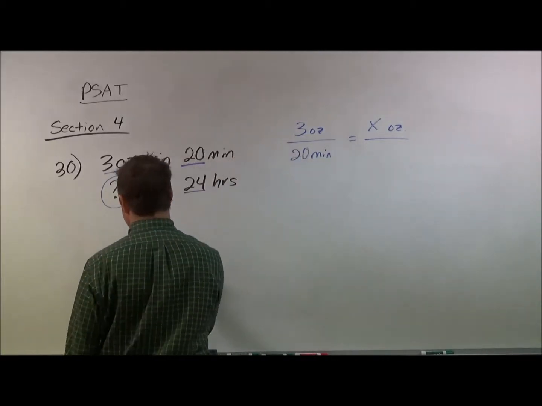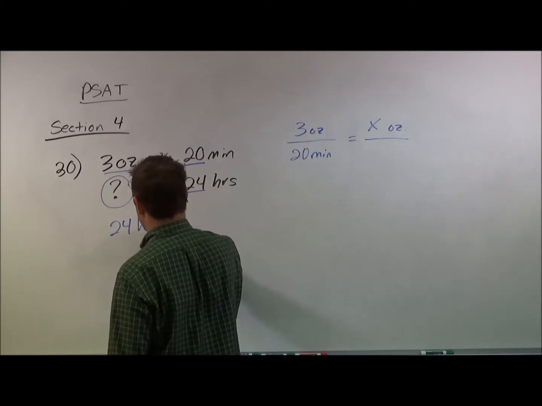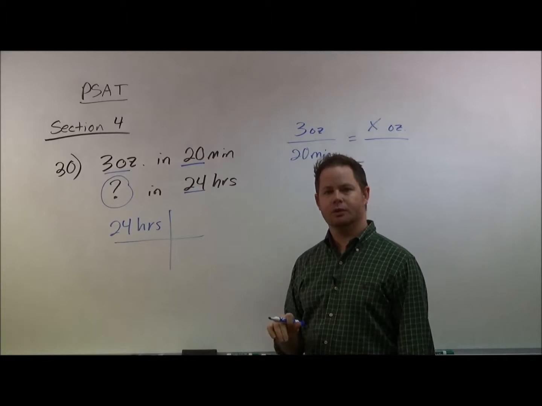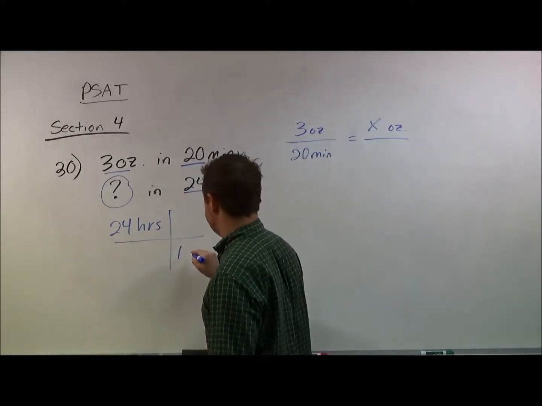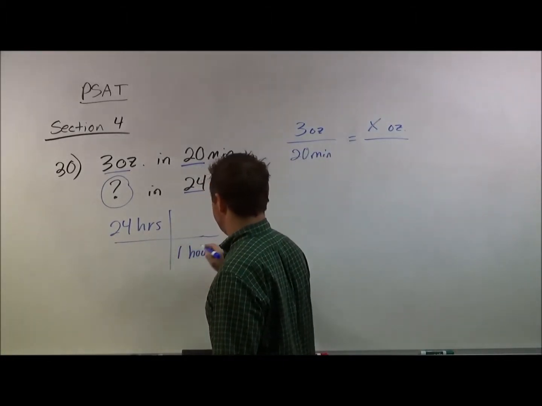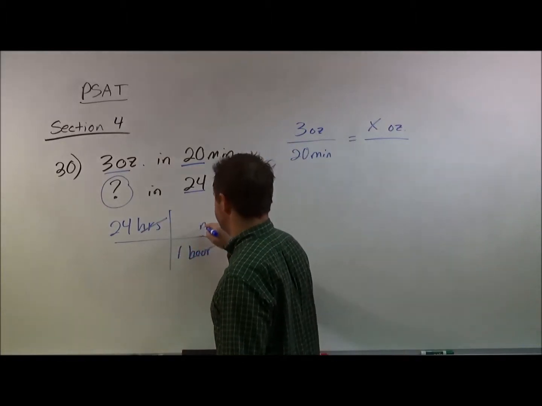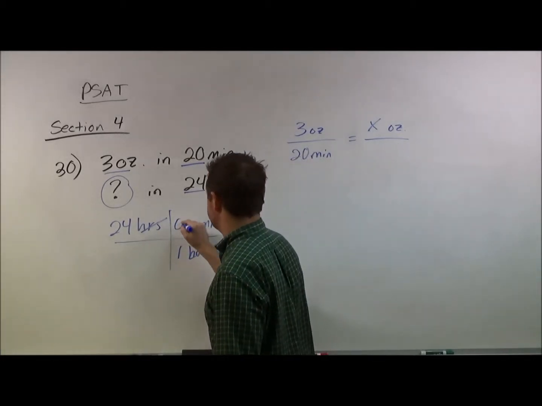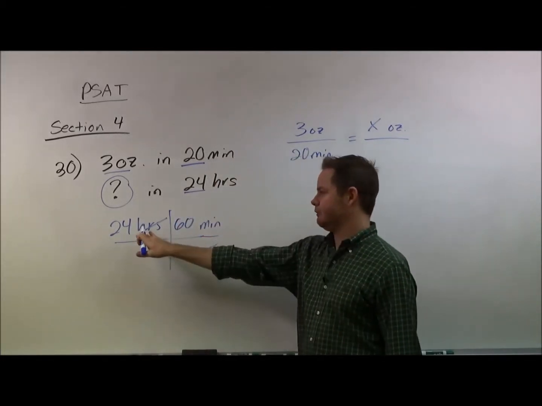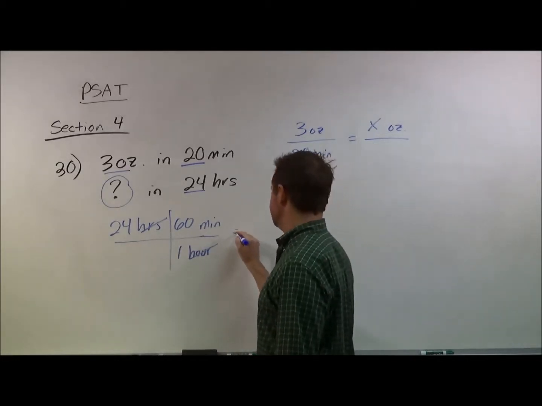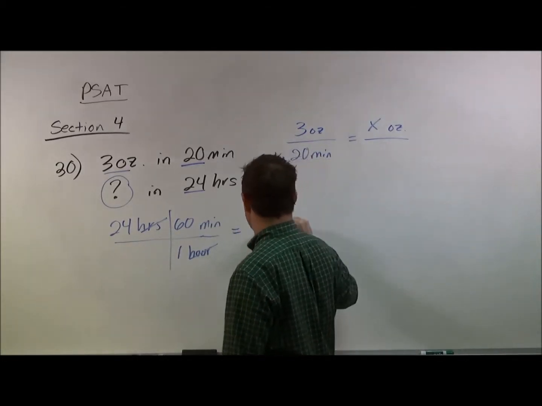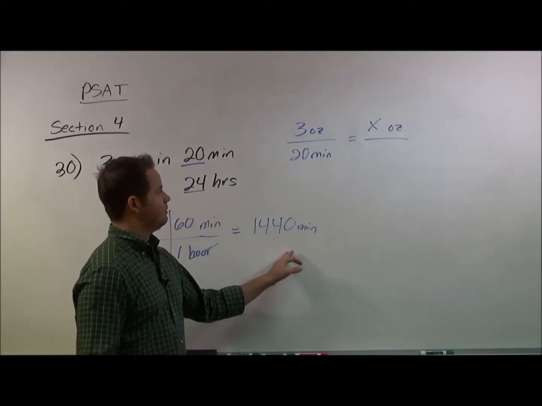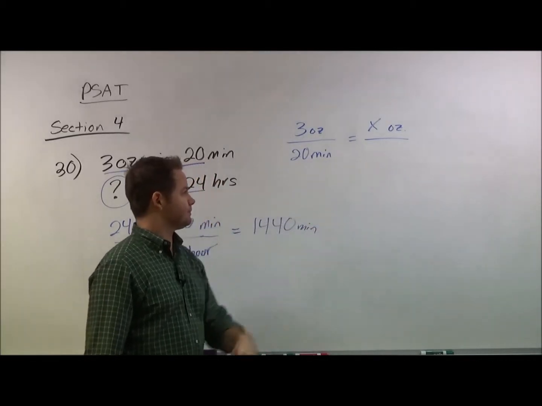Let's do the conversion under here, and then we can finish out our calculation over on this side. So 24 hours. Well, 1 hour, to get hours to cancel, has how many minutes? Hopefully we said 60, and that's correct. So 60 minutes are in an hour, and if you multiply 24 times 60, you would get 1440. So 1,440 minutes is the total number of minutes that we're actually looking at over here.